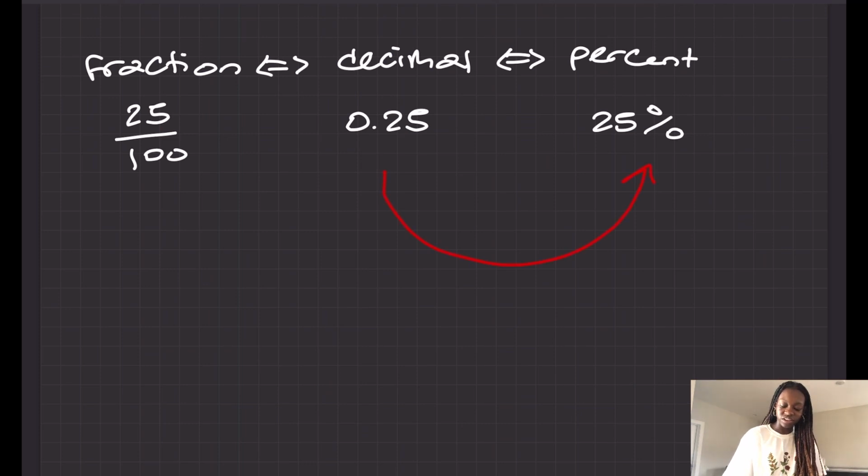Since relative frequency is most commonly represented as these two values, we need to start by finding a fraction, which will then give us the decimal and then later give us the percent.